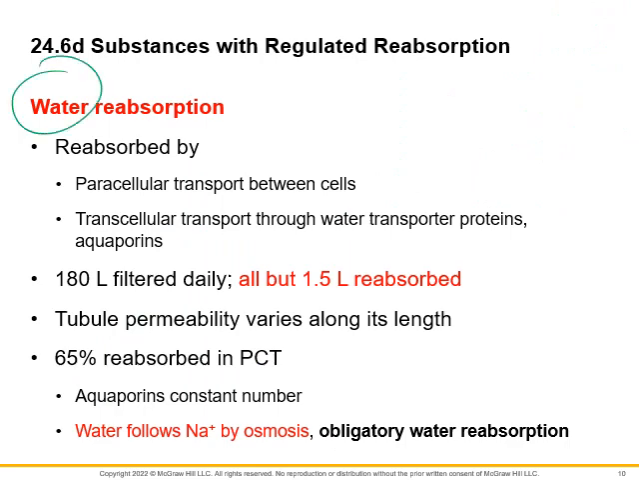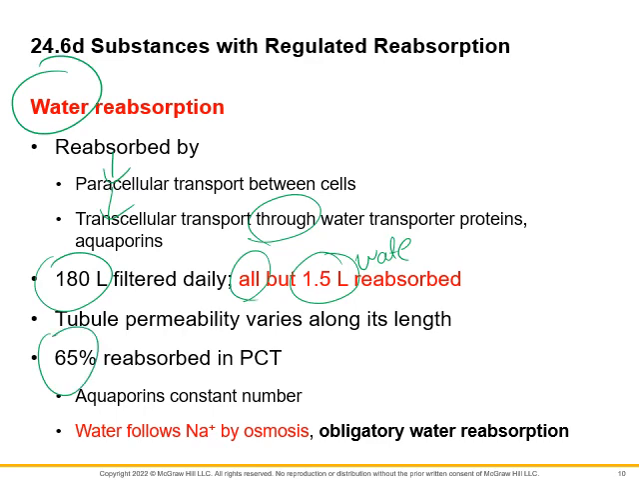Water reabsorption is going to happen by transporting water between the cells, and then we're also going to have that transcellular where it's actually going through the cells. We filter a lot of water, but we're going to reabsorb the majority. We really only eliminate about 1.5 liters of water. So it says all but.